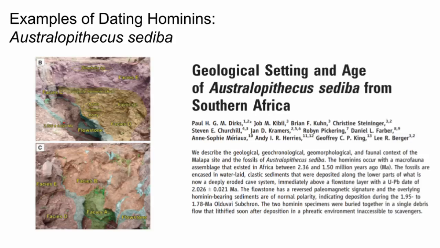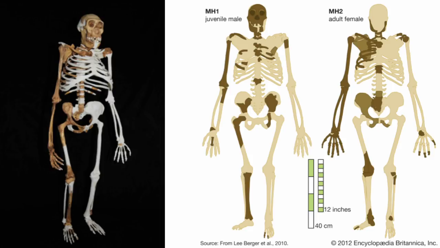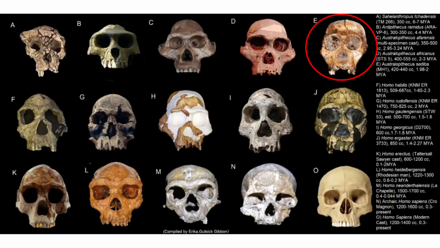Okay, I'm so sorry. The second thing I said was the upper layer, and then 2.026 plus or minus 0.021 million years ago. Okay, got it. That's the lower, and this is the upper. So this is the specimen, by the way. It was a juvenile male and an adult female, MH1 and MH2 from Malapa. And it's an interesting find. Okay, cool, there it is. And here's where it falls.